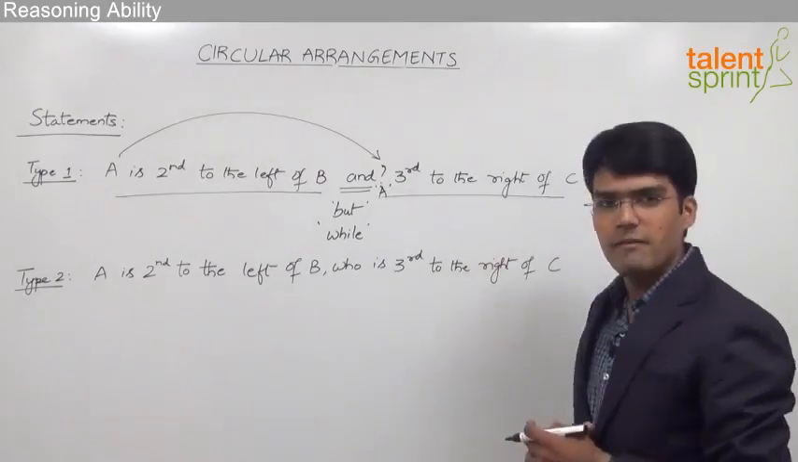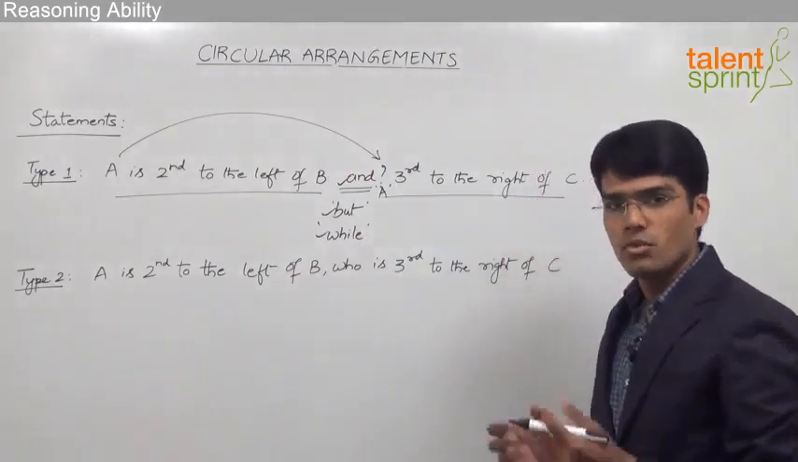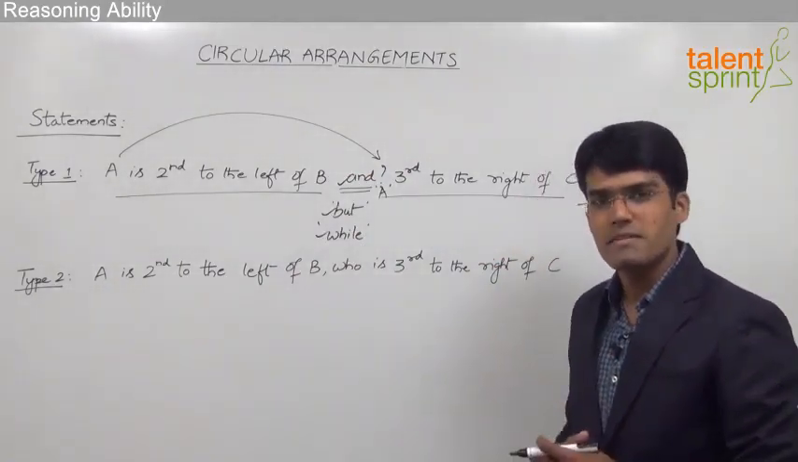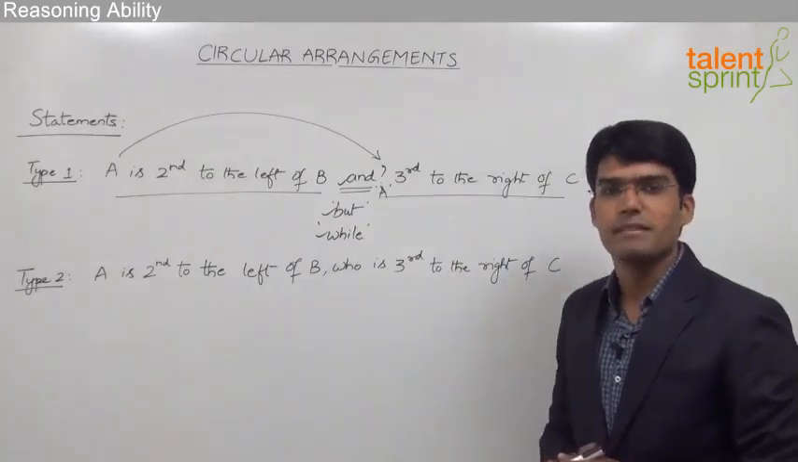So from this statement we can understand that whenever a conjunction like and, but or while is used to connect two different statements, we can understand that the second statement always refers to the first person.